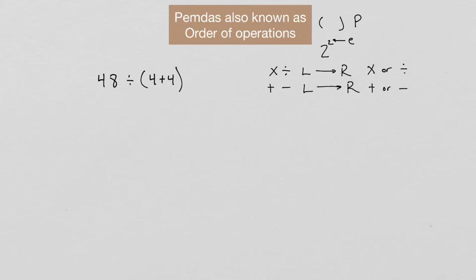Okay, 48 divided by (4 plus 4). Once again, we have parentheses. That's going to be the first thing on our list. So 4 plus 4 gives us 8. Now 48 divided by 8. 48 divided by 8 gives us 6.